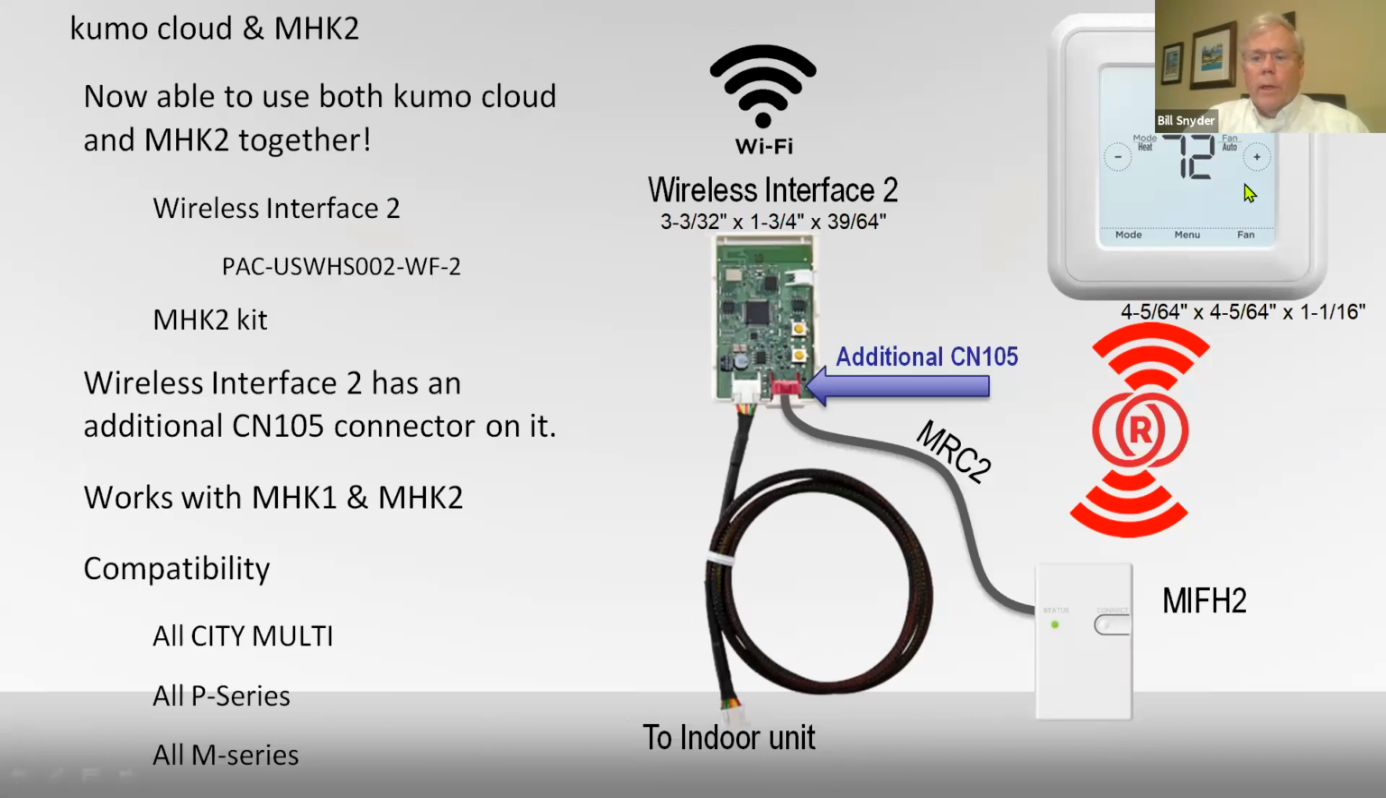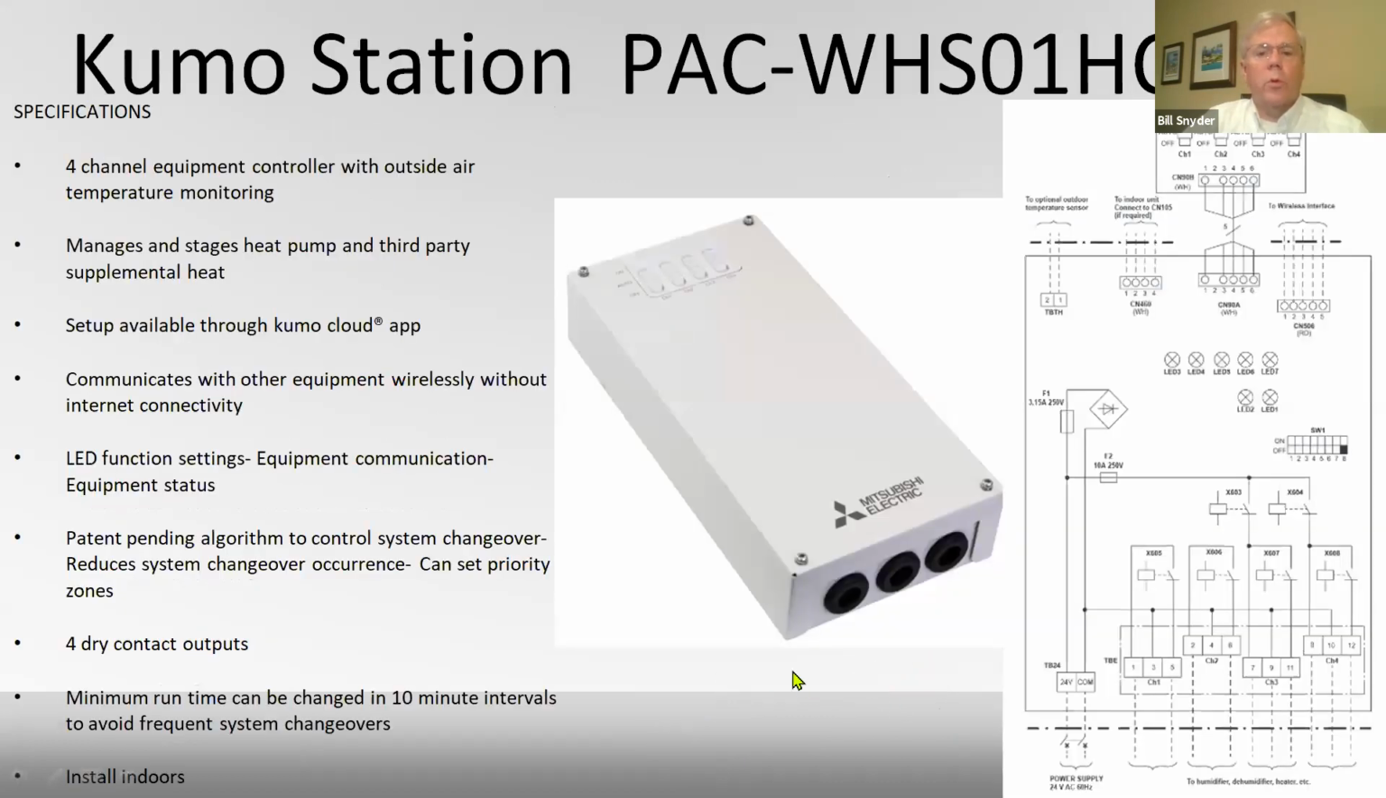Let me move out of the way here. This is what the new thermostat is going to look like. This is what the new receiver is going to look like that mounts up at the indoor unit. It plugs in here to the CN105 connector. You can also plug in a Kumo Cloud here, so this combination makes it a Wi-Fi stat as well. So it's kind of neat, kind of unique. Be aware of it. There's a Kumo Station available.